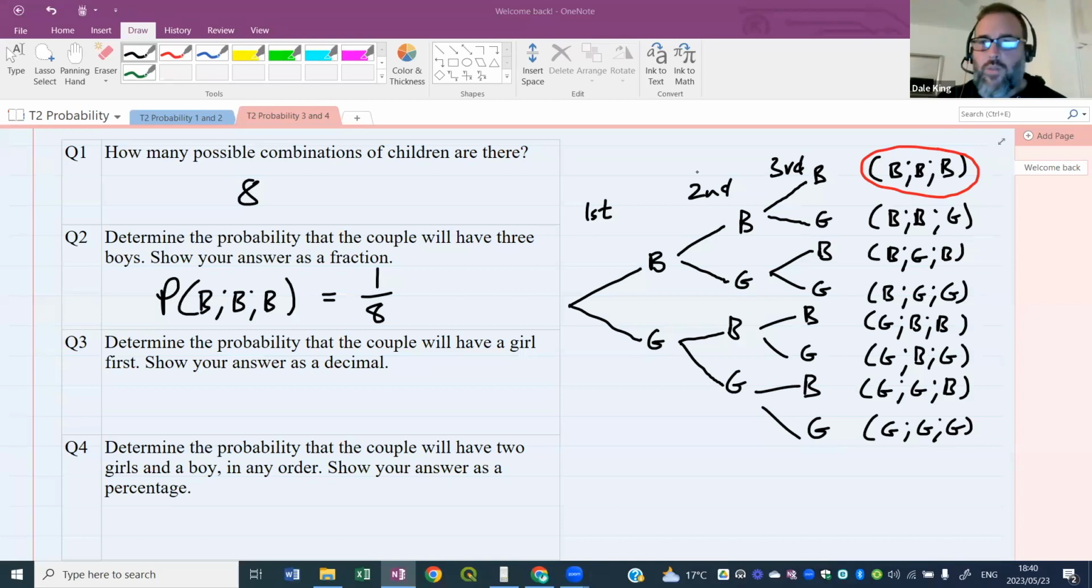So we saw out of all the possibilities, there's only once that we had 3 boys. We can see that on the right-hand side, I circled it for you. So that's 1. And we know the total is 8, so it's 1/8. You see how easy it is to do the questions now that we have a tree diagram?